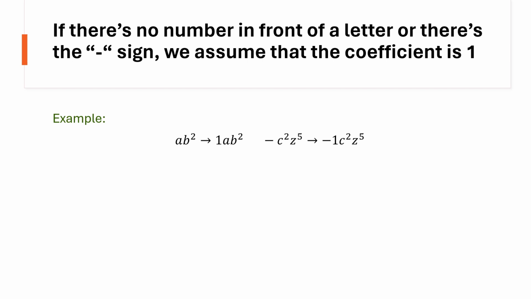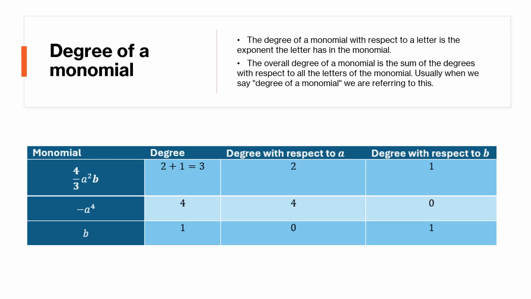When we don't have any number in front of the letters, or there's only a negative sign, then we assume that the coefficient is 1. So in this case, a b squared, the coefficient is 1. We usually omit the number 1 or negative 1. And then we have negative c squared z to the 5th. In this case, we have a negative sign but no number before it, so the coefficient is negative 1: negative 1 c squared z to the 5th. But usually we do not write the number 1. We just say negative c squared z to the 5th. This is how we usually do that.